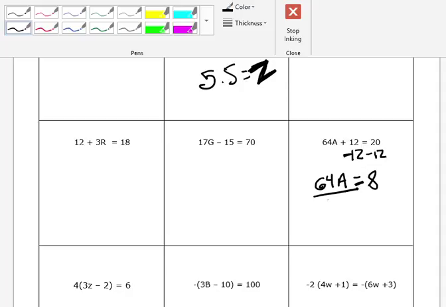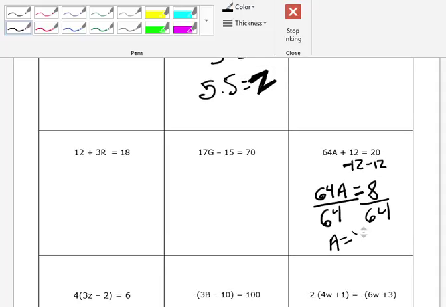So I'm going to get a really crazy decimal here, I'm assuming. I do 8 divided by 64, and I'm going to get a equals 0.125. So here my answer is a equals 0.125.